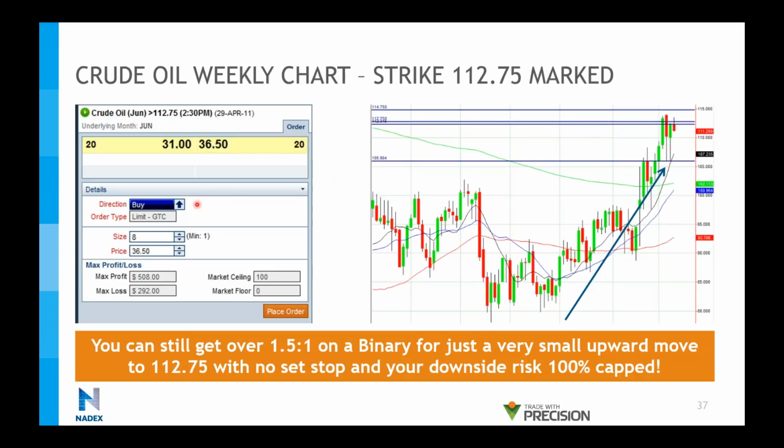I can still easily just buy that contract here, and I know upfront what my maximum loss will be. I can still get a very decent reward to risk ratio here. Well, here 1.5 to 1 in the binary for just a very small upward move to 112.75 with no set stop, and our downside risk once again is completely capped at this level.